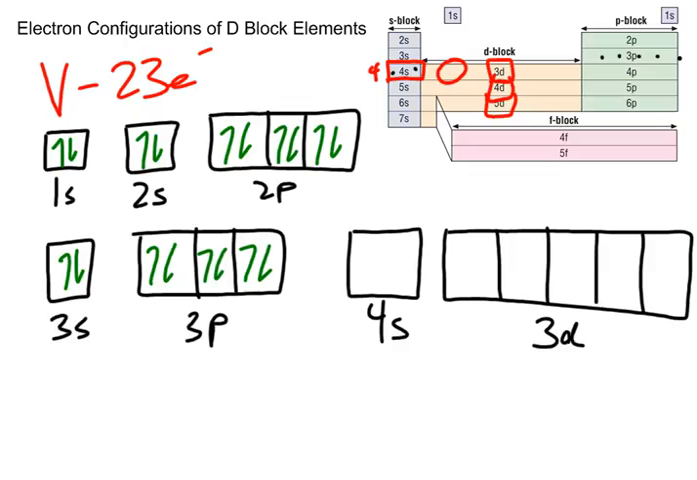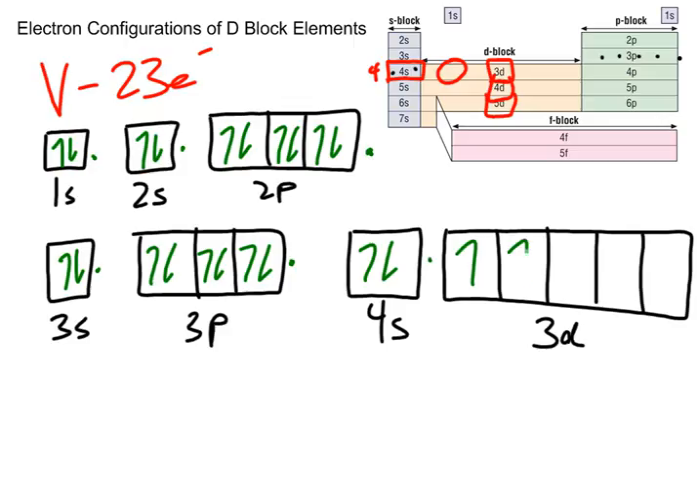Proper way to do the p orbital. Here's my 4s, and then I have 3d. So let's count my electrons: 1, 2, 3, 4, 5, 6, 7, 8, 9, 10, 11, 12, 13, 14, 15, 16, 17, 18, 19, 20. So I need 3 more.